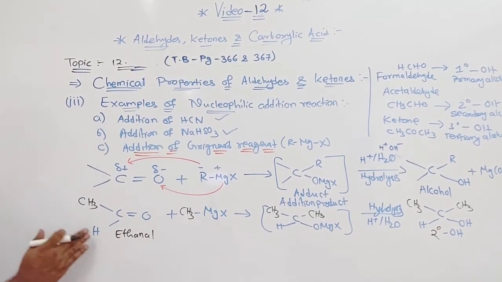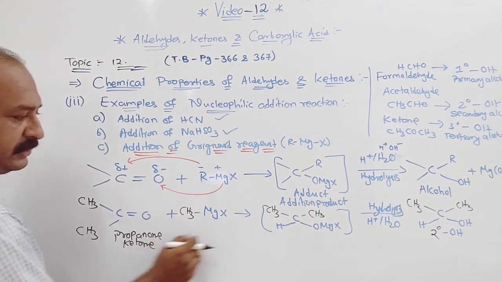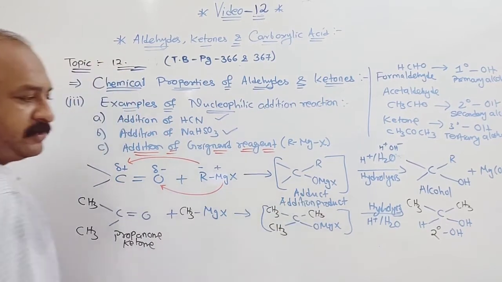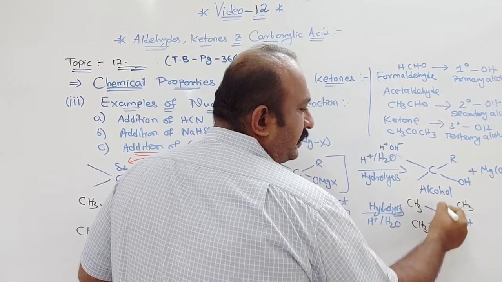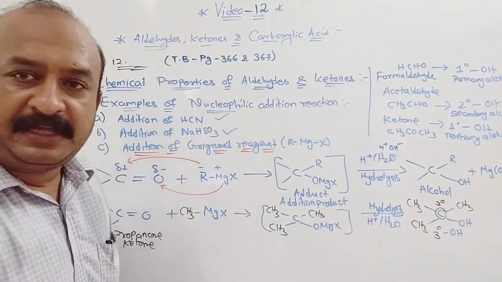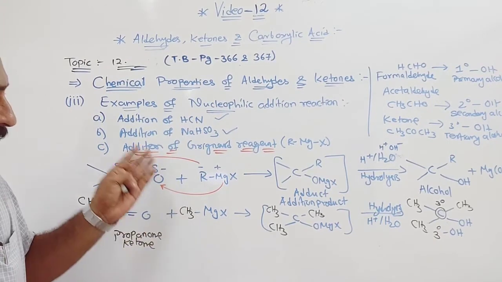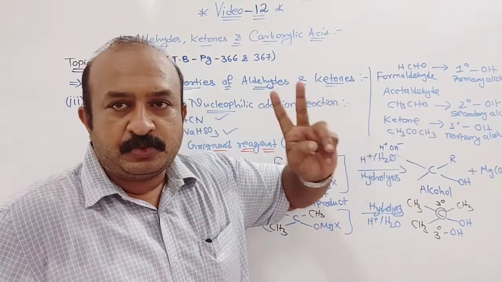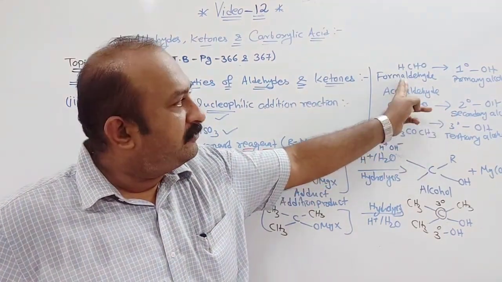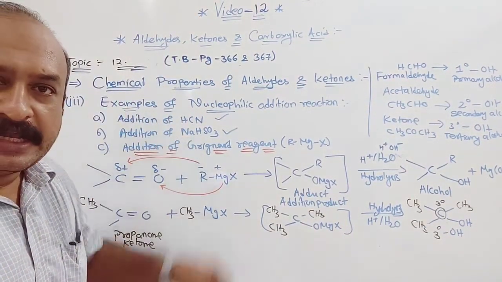Now suppose instead of acetaldehyde you use propanone, that is ketone. If you use ketone, what will happen in this case? Only you have to change this part. Clear? So propanone, here CH3. So this carbon will become your tertiary carbon, and the alcohol we are getting is your tertiary alcohol. Understood this part? Ketone gives tertiary alcohol, acetaldehyde, 2 carbon, gives secondary alcohol, and 1 carbon, formaldehyde, gives the primary alcohol. So this was all about the Grignard reagent.